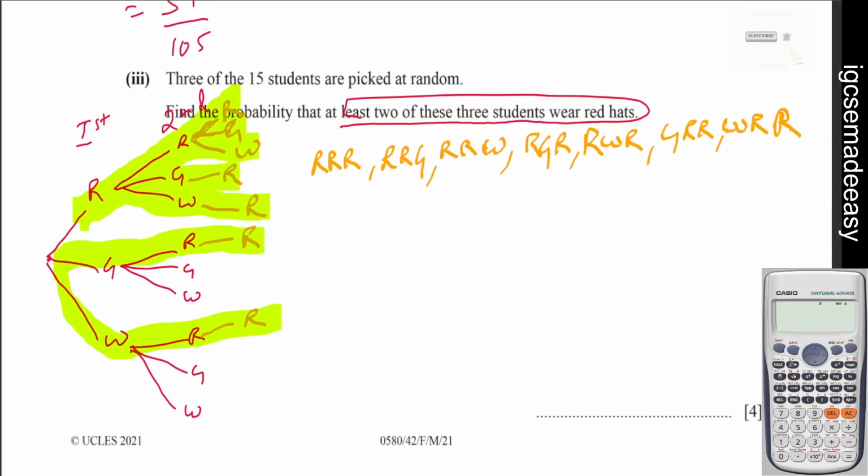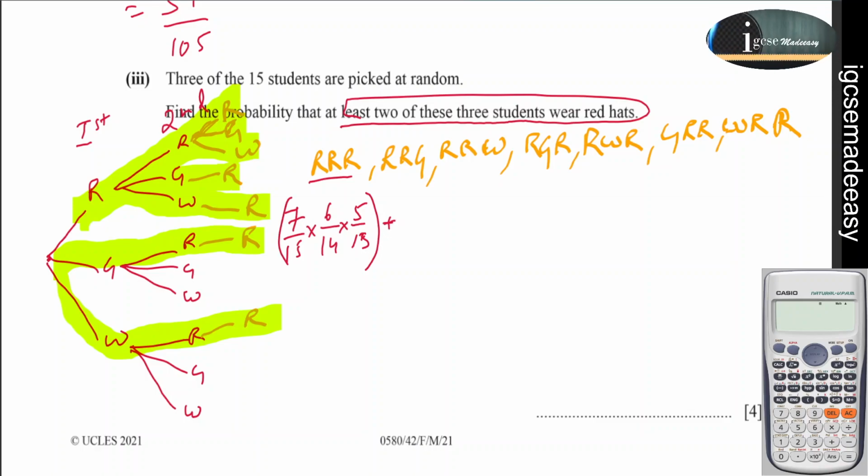Now there is only one case which has all three R, so we can write R, R, R. What is the probability of getting a red? 7 by 15. If I take one more red, I'll have 6 by 14. If I take another red, I'll have 5 by 13, right? So this is one of the conditions.